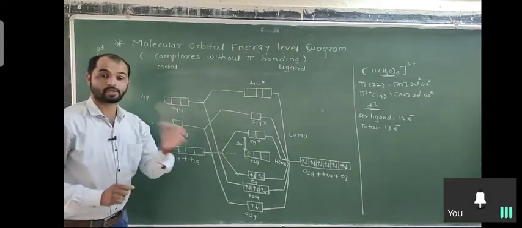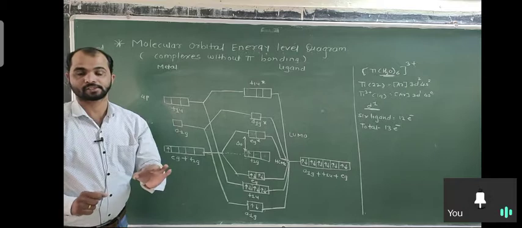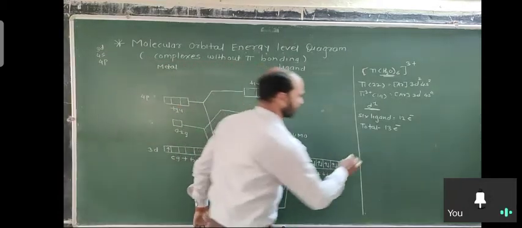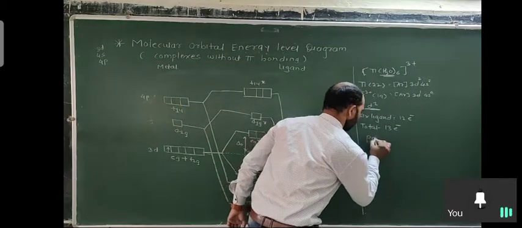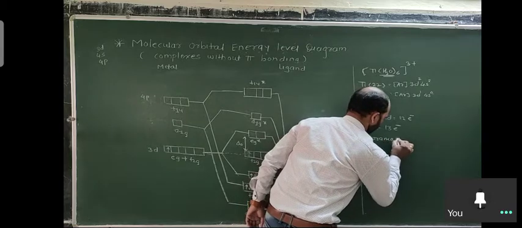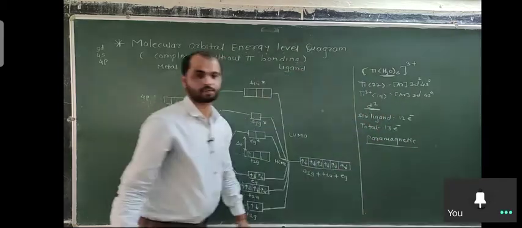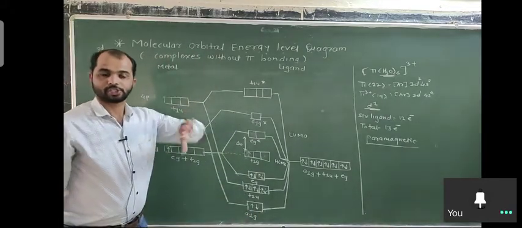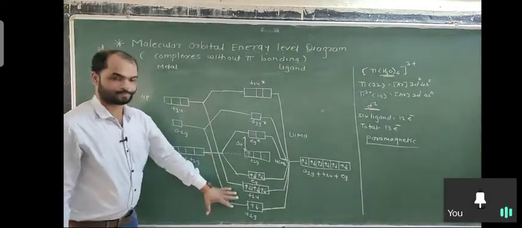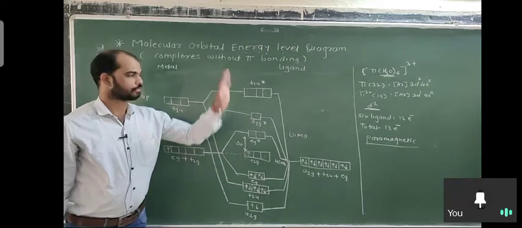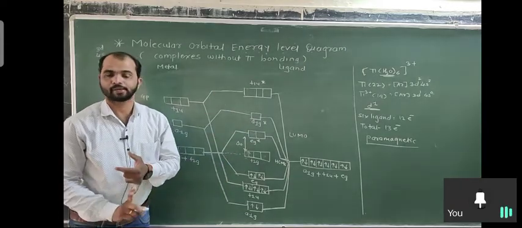So there is one unpaired electron, that means complex is paramagnetic. This way we distribute electrons here, and using this we can calculate magnetic moment.